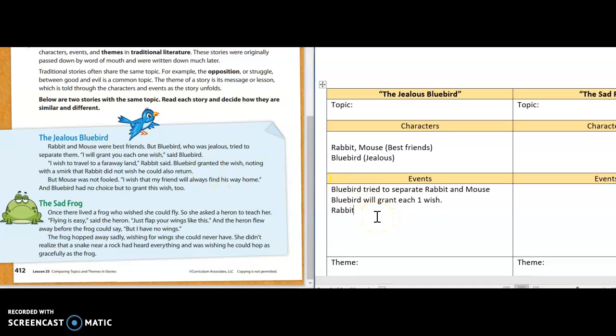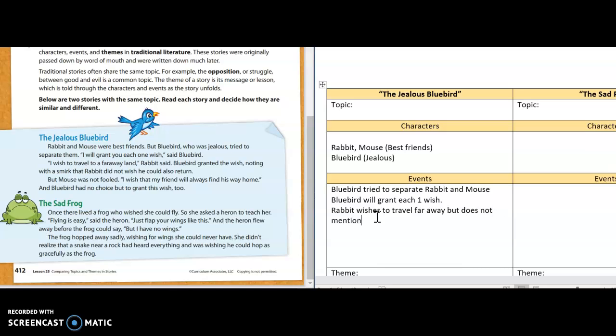So Rabbit wishes to travel far away, but does not mention returning. But Mouse was not fooled. "I wish that my friend will always find his way home."